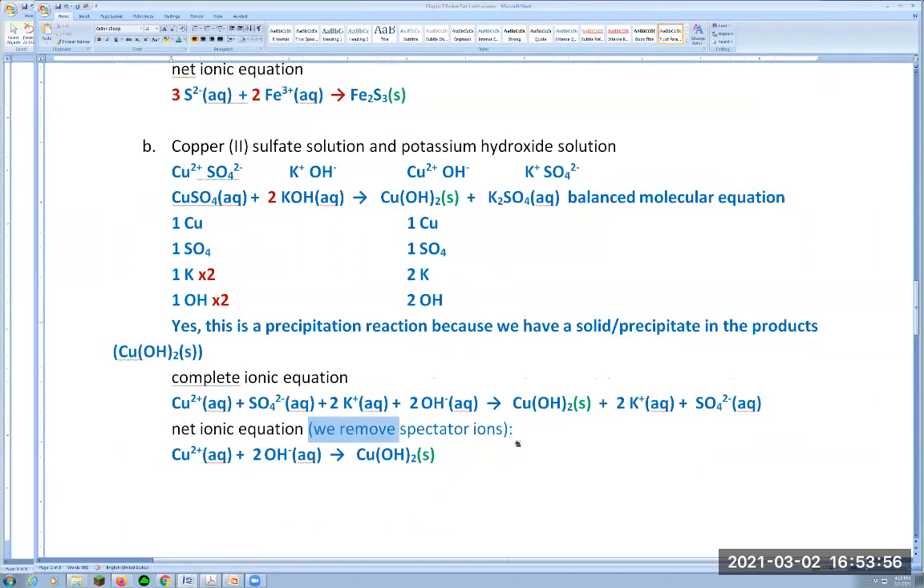So I want to emphasize that those ions that we remove from both sides of the equation because they are the same, we call them spectator ions. Spectator means they are just there and observing and they don't contribute to any change in the equation. So that's why we remove them. And so we call them spectator ions. And here the potassium and the sulfate were the spectator ions.